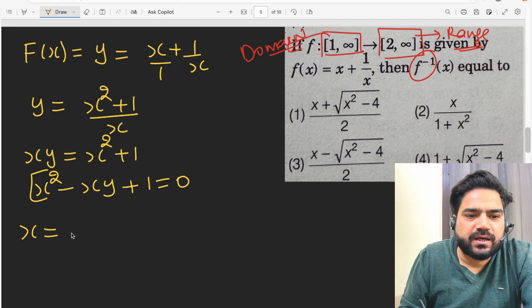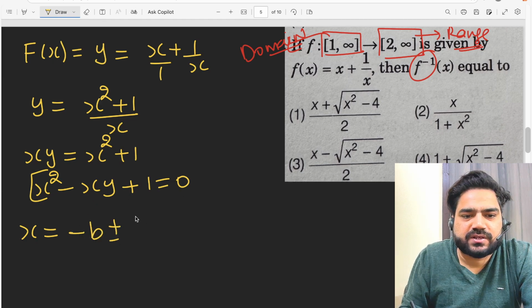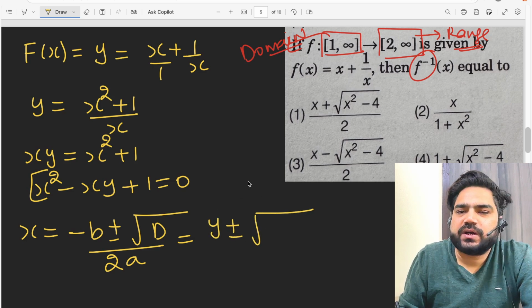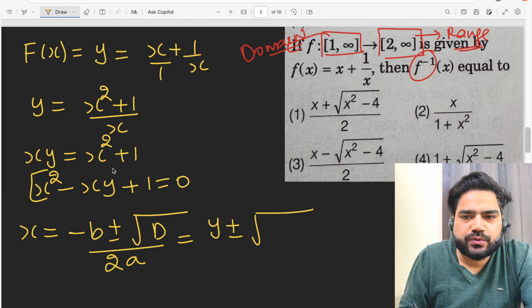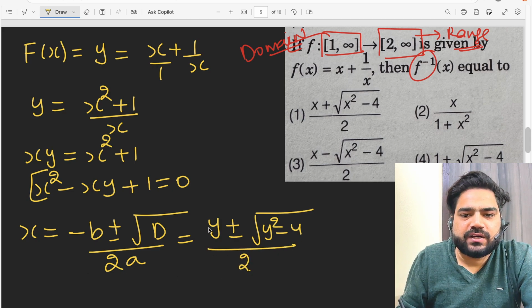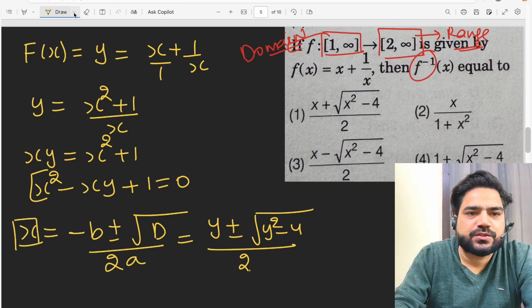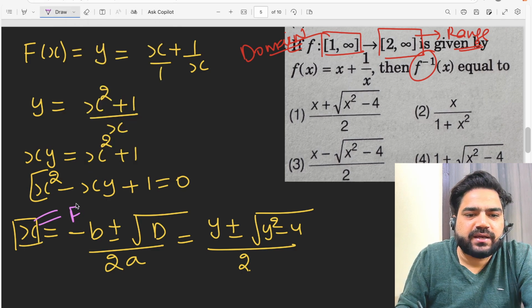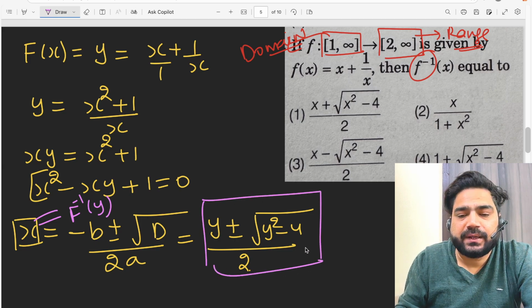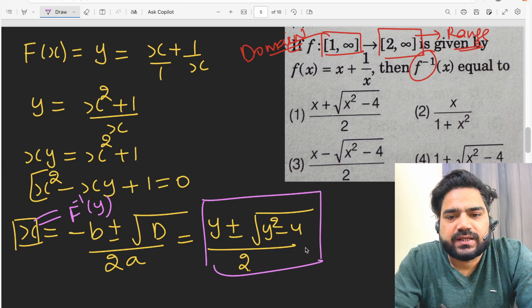The value of x will be minus b, let me first write the basic formula, plus minus root D upon 2a, the basic quadratic formula. So by using this formula we can say it will be y plus minus under root D. And what is D in a quadratic equation? b square minus 4ac. So you know b square is y square, and minus 4ac, a is 1, c is also 1, divided by 2a, so it will be 2. So basically this is the value of x. And in the last question also we have seen the value of x will be f inverse y. So now in this value we just have to replace the y with x, then that will be our answer.